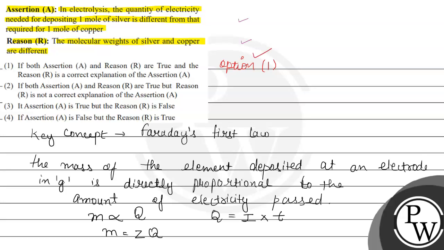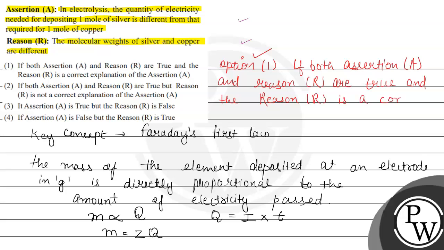Option first is correct, which says that both assertion A and reason R are true and reason R is a correct explanation of assertion A. So let us mark option first as the final answer, and options second, third and fourth are incorrect. So this was the whole solution.